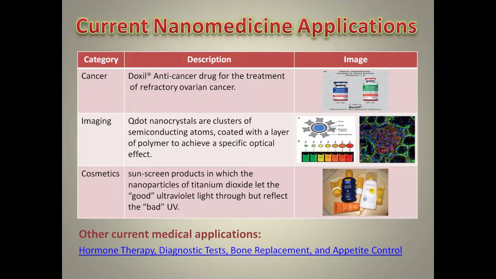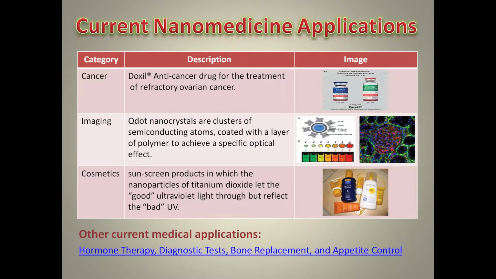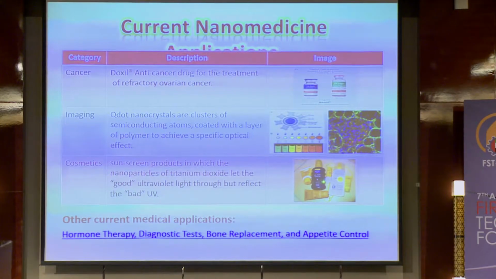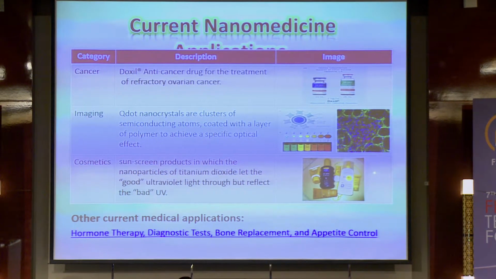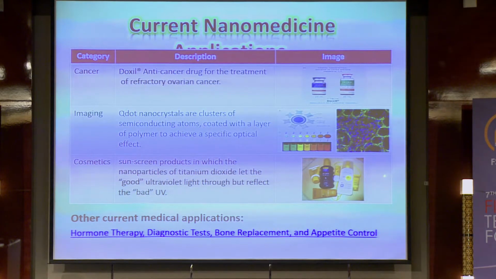In cosmetics as well, we can use nanotechnology to improve the properties of hair care and skincare products, makeup, and sunscreens. As one example here, which is currently commercialized, nanotechnology can be used, especially using titanium dioxide nanoparticles as a UV filter. So it can block the bad light and just let the good light into the skin.